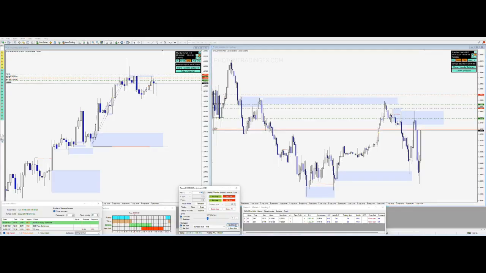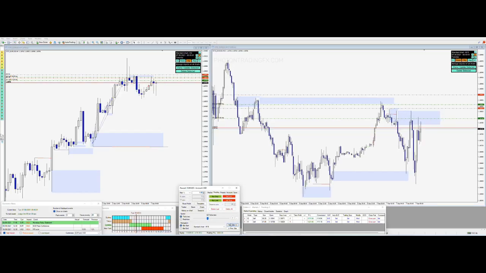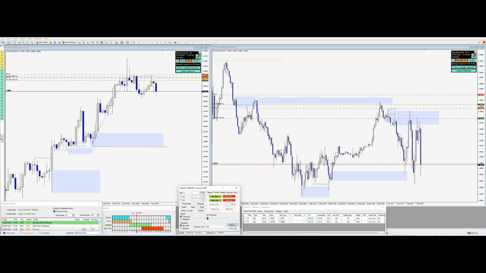Let's see. Okay, pretty aggressive retrace, mitigating this wick. I'm going to try and speed this up a little bit because I've actually been going for a long time. We're only a week into the month. Okay, so that zone's held as well.